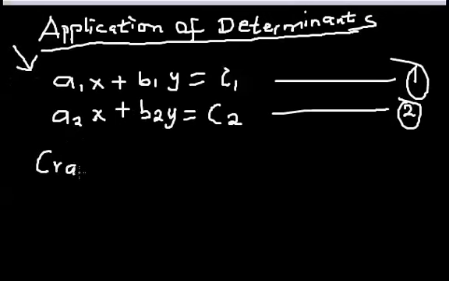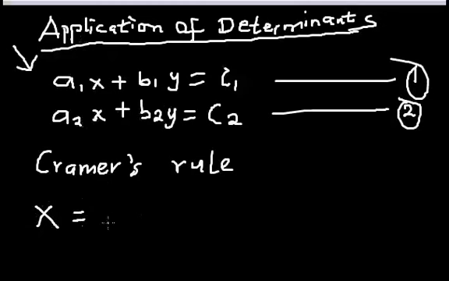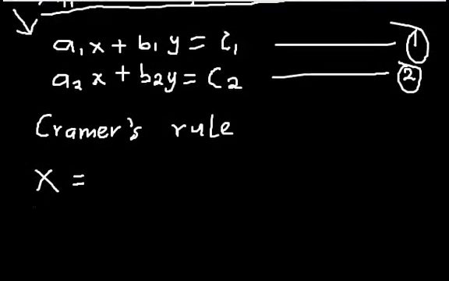That rule is known as Cramer's rule. So Cramer's rule helps us to find the value of x. Of course, solving this simultaneous equation is the same as finding the values of x and y. So what does the rule state? The rule states that if I want to get the value of x, simple, I need two determinants.